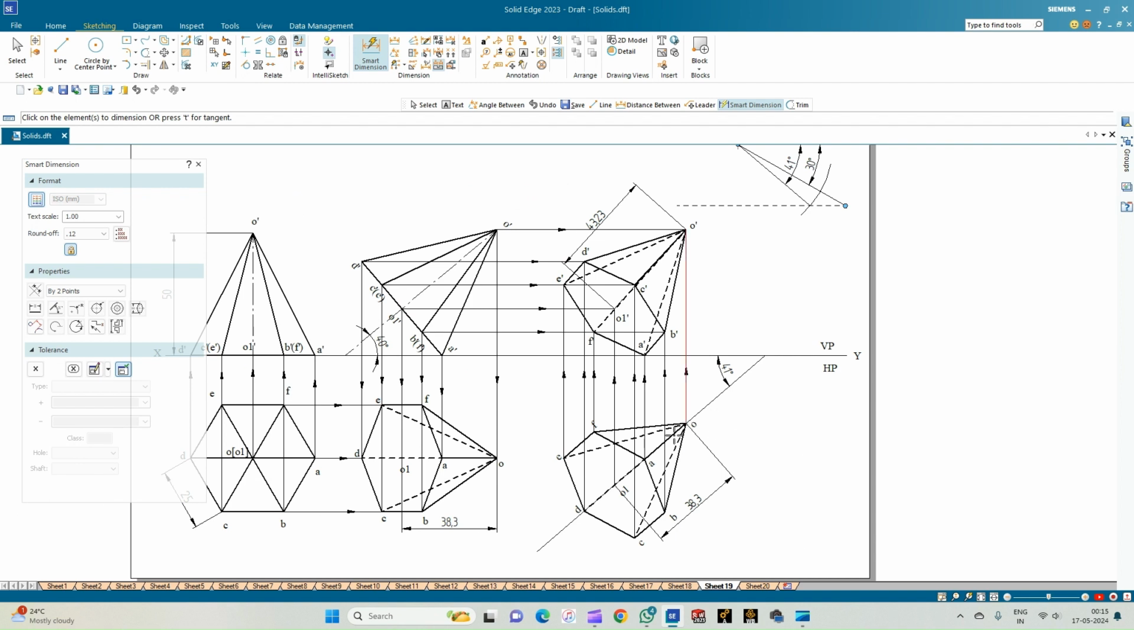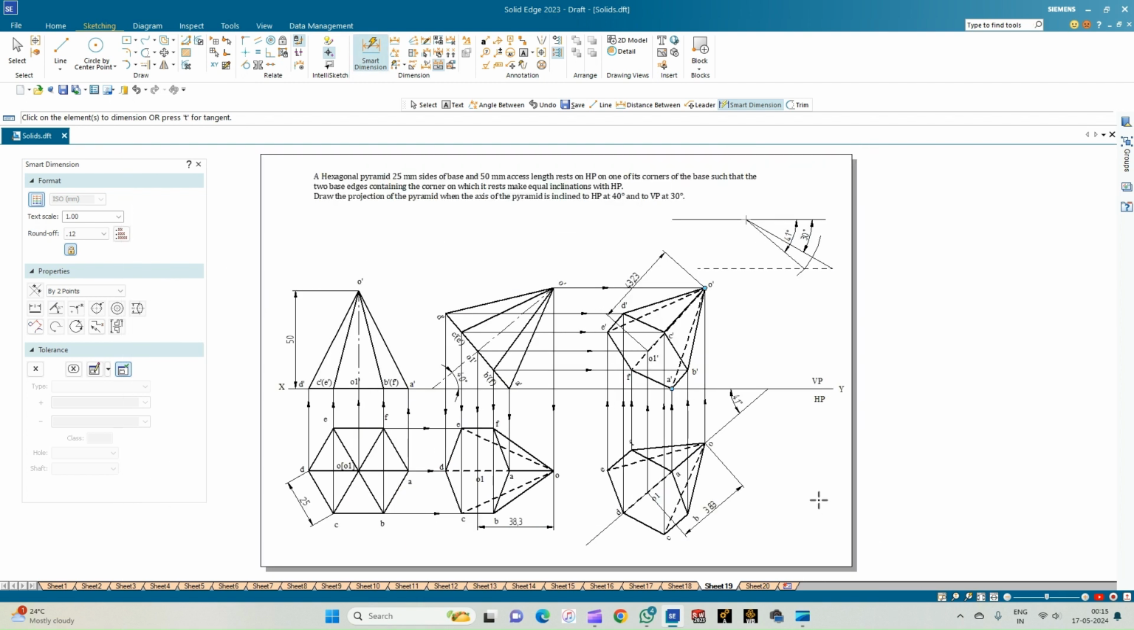So we are going to align the axis on this 41-degree line, draw the projections, and then complete the front view of the hexagonal pyramid. So with this, we complete the drafting of solution for the given problem statement.